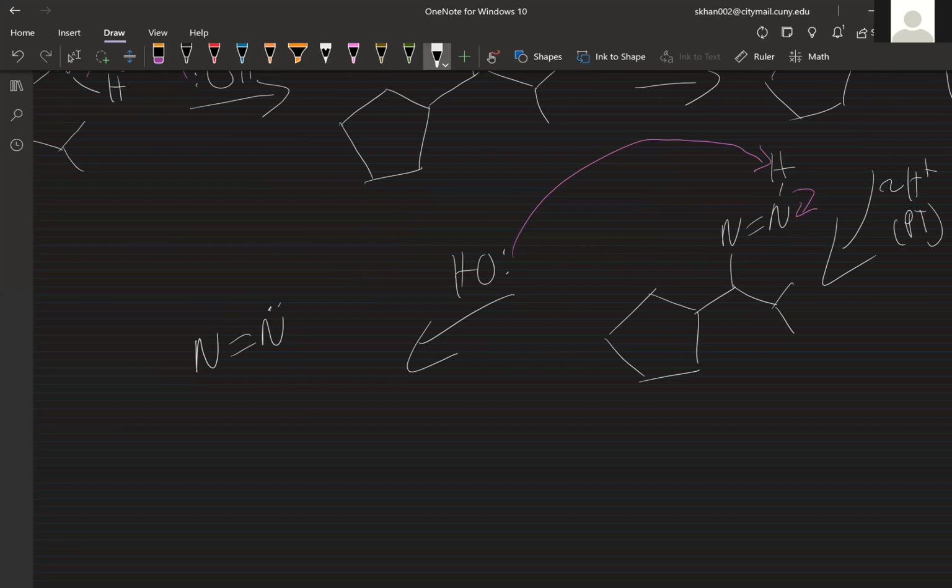And so now we have N minus, and sorry. Yeah, it's a very, very long mechanism. Okay, so you have N minus here. It wants to form a triple bond. It will be N2, the good diatomic, very stable. And N2 gas, I should say, is probably the best leaving group in all of organic chemistry, really. It's a gas, so it's going to want to be expelled as a gas.